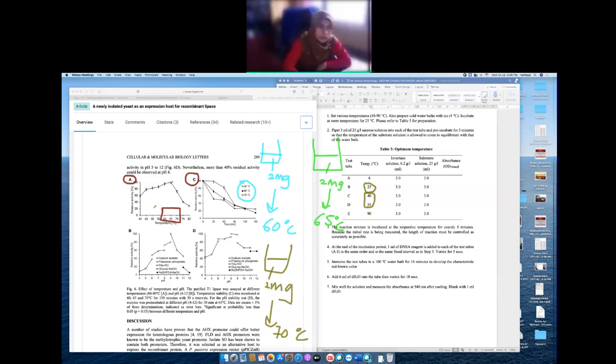So for this thermostable lipase study, we have selected three different temperatures: 60, 65, and 70. We have used similar enzyme amount, 2 milligram each. So what happened here? Once you have added this, we let the enzyme be incubated at the respective temperature for 30 minutes first.